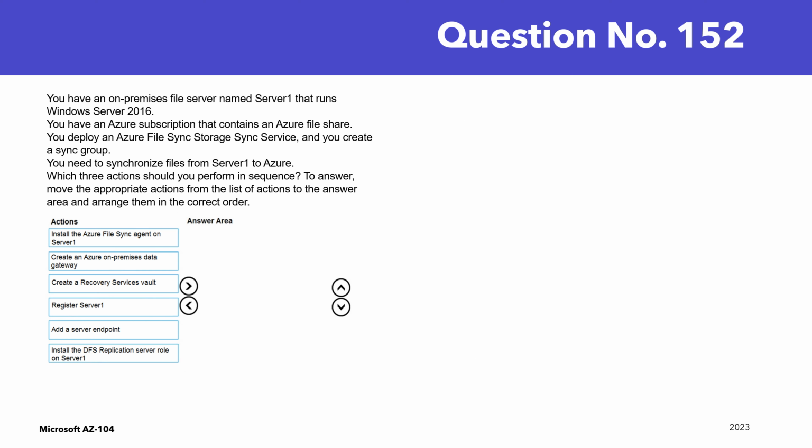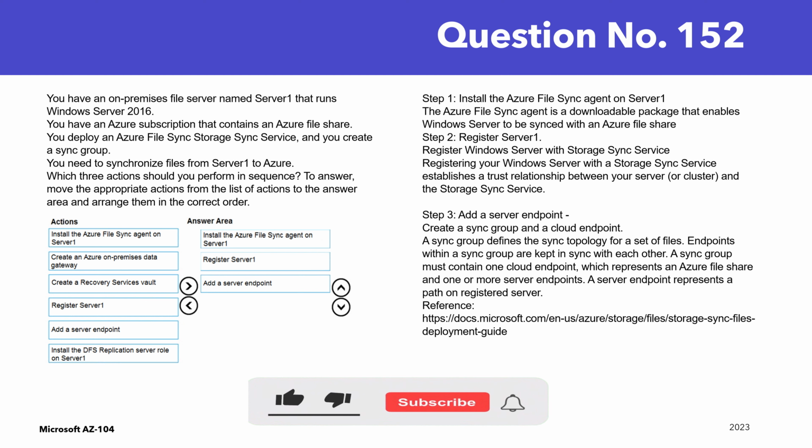You have an on-premises file server named Server 1 that runs Windows Server 2016. You have an Azure subscription that contains an Azure file share. You deploy an Azure File Sync Storage Sync service, and you create a sync group. You need to synchronize files from Server 1 to Azure. Which 3 actions should you perform in sequence? To answer, move the appropriate actions from the list of actions to the answer area and arrange them in the correct order. Actions. Step 1. Install the Azure File Sync agent on Server 1. Step 2. Register Server 1. Step 3. Add a server endpoint.